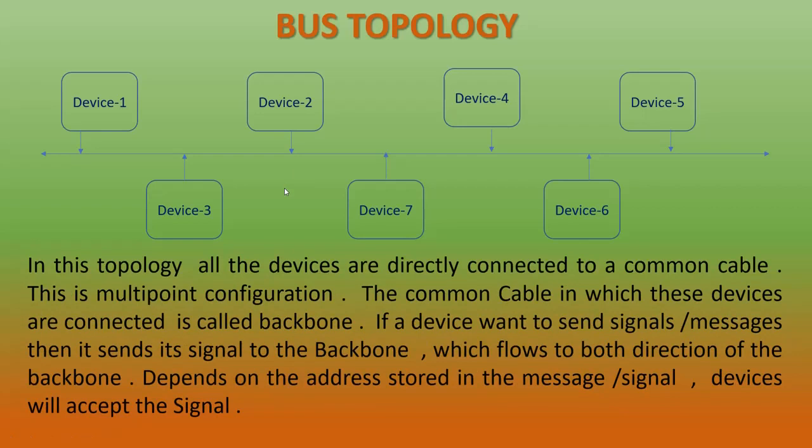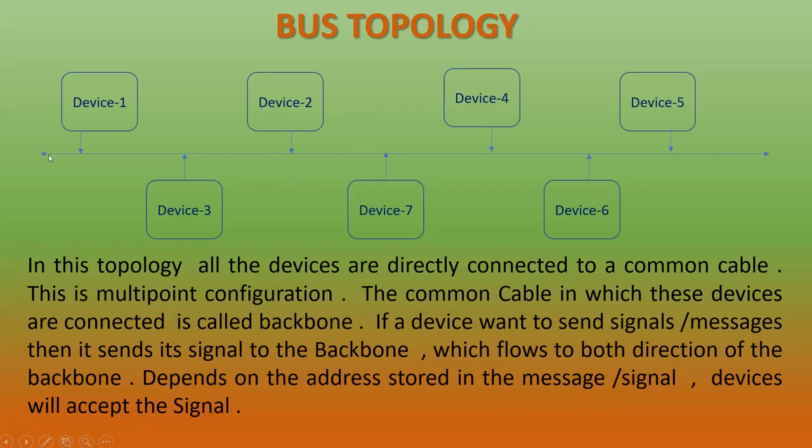See, in this topology, all the devices are directly connected to the common cable. This is a multi-point configuration. The common cable to which the devices are connected is known as the backbone. If a device wants to send a signal or a message, it sends the signal to the backbone, which flows in both directions of the backbone. Depending on the address stored in the message, devices will accept the signal. That is your bus topology. In bus topology, this common cable has a terminator at both ends.